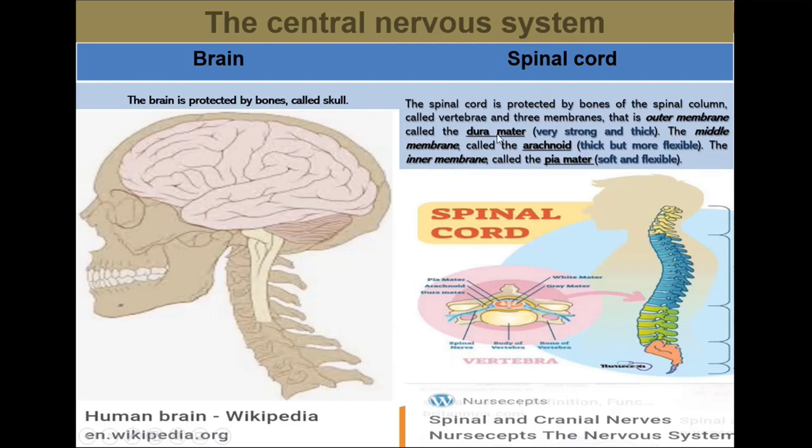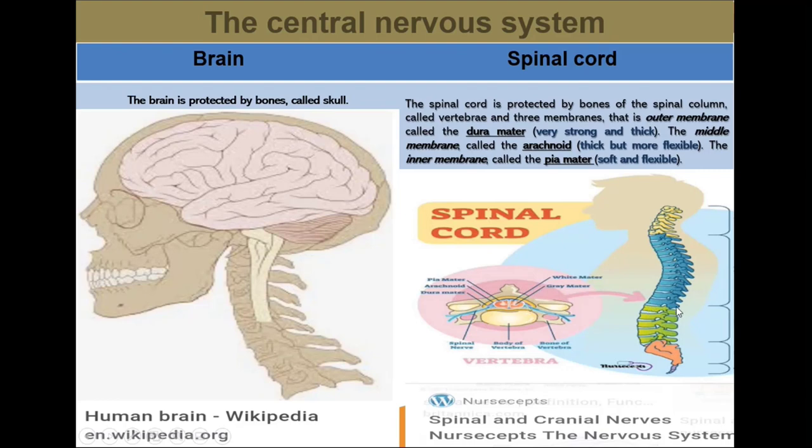The outer membrane is the dura mater, which is very strong and thin. The middle membrane is called the arachnoid, thick but more flexible. The inner membrane is called the pia mater. This is a structure that I've given you; I have downloaded this structure. This is the dura mater, which is the outer membrane. This is the top part of the spinal cord, not the brain.